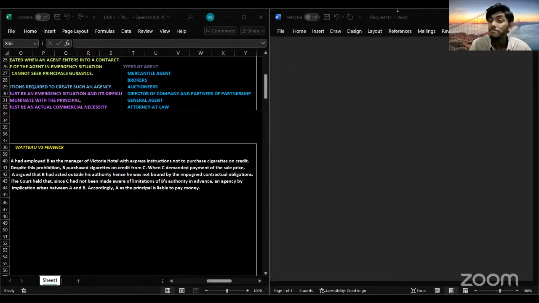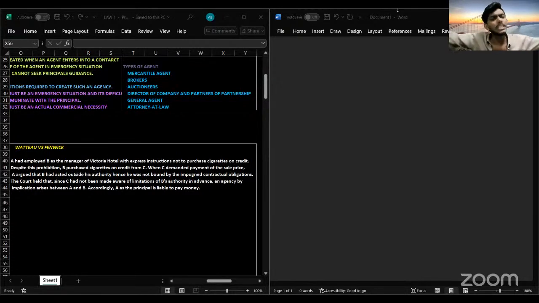Then directors of a company, partners in a partnership, all those people are agents. Then who is a general agent? A general agent is an agent who has a fairly substantial amount of responsibilities, which means a huge amount of responsibilities. Then we have the attorney at law, which means a person who is representing you in legal scenarios on your behalf, something like that. So I hope everything is pretty much clear.